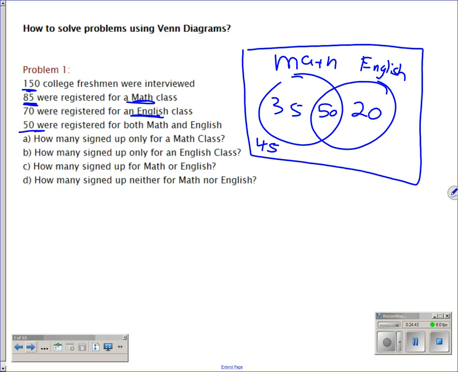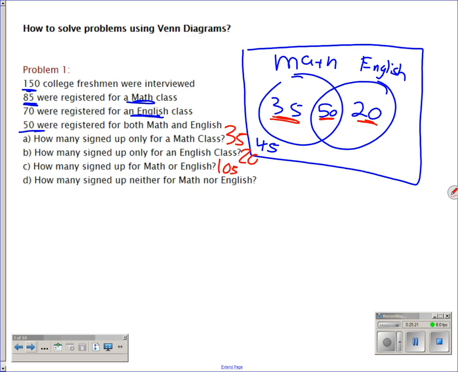So now, once we do this, we can answer all the questions. It says, how many signed up for only a math class? The one that's only in the math section, right? 35. Same thing for English. There was only 20. All right, what about C though? Remember this wording. It says how many signed up for math or English? What do I do with that? Yeah, you add them all up. 35, 50, and 20. 105, right?